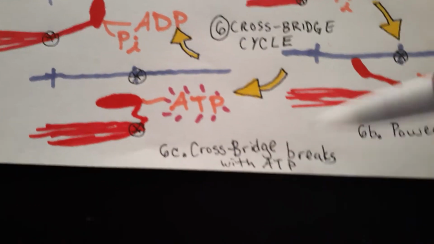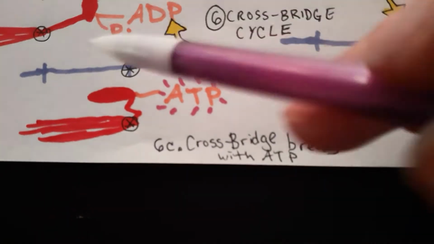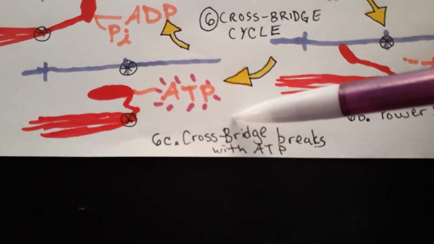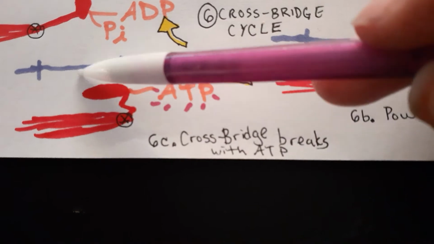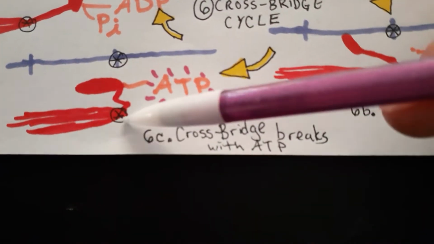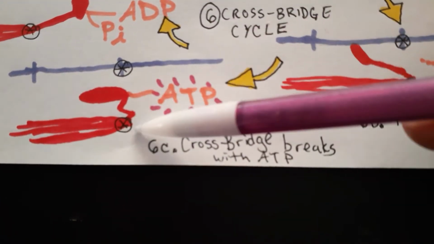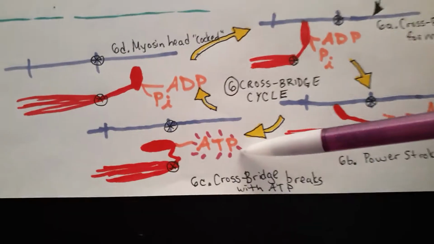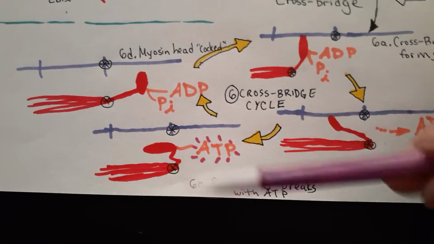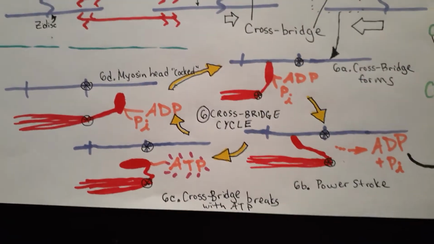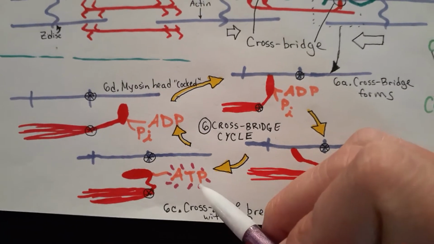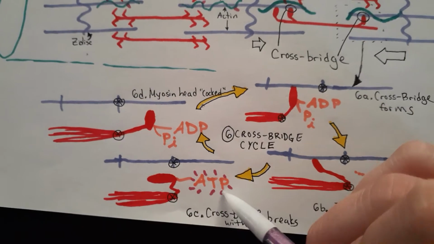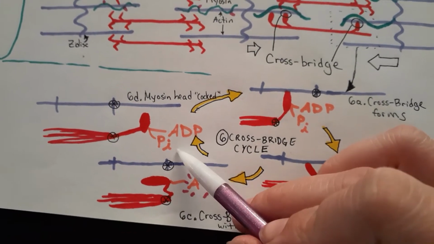Next, the cross bridge has to break. In order to do so, we use ATP, this energy-rich molecule, to break the cross bridge, which used to be right here. The actin and myosin are still in the same places relative to one another, and it's important to note that the ATP is the energy, so the actual active part of this process happens to be breaking the cross bridge.